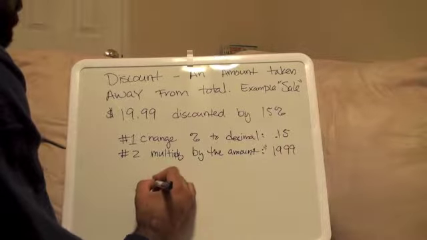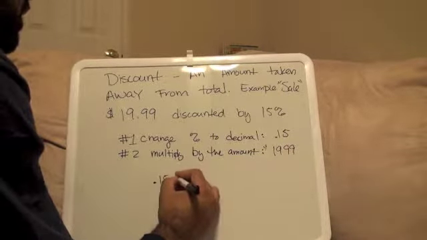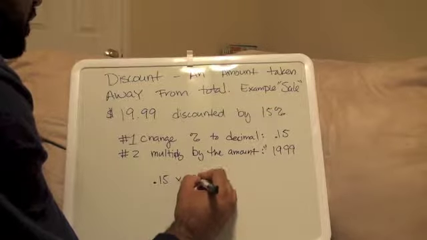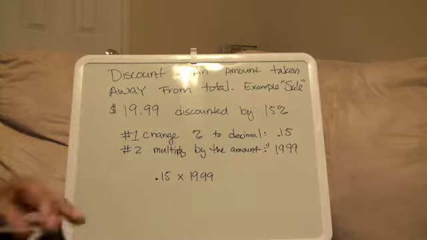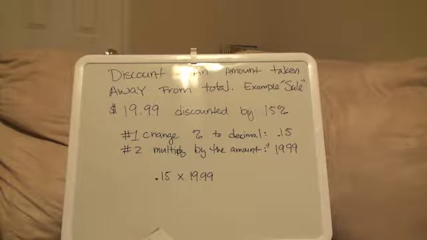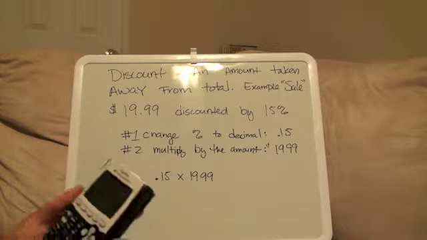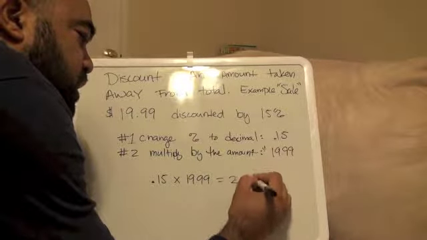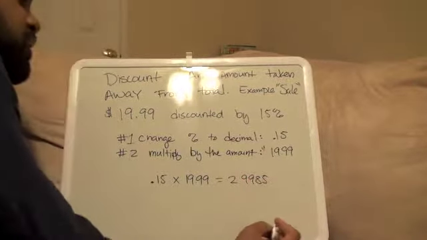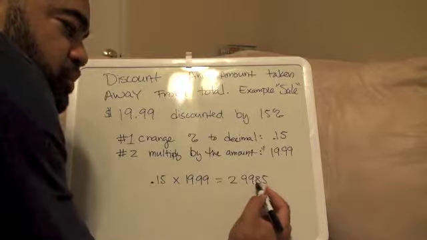So I take 0.15 times $19.99. Use my calculator. 0.15 times $19.99. That gives me 2.9985. This equals 2.9985.